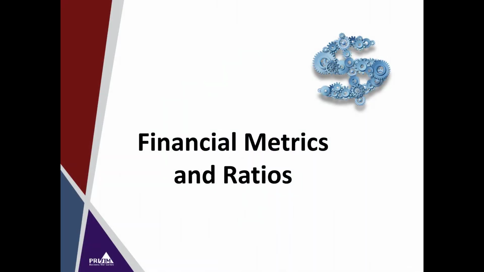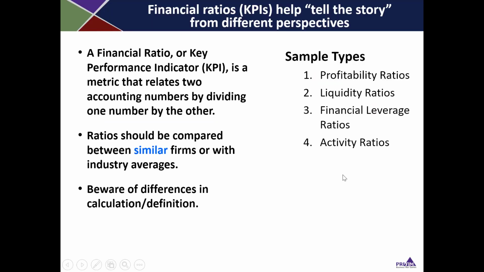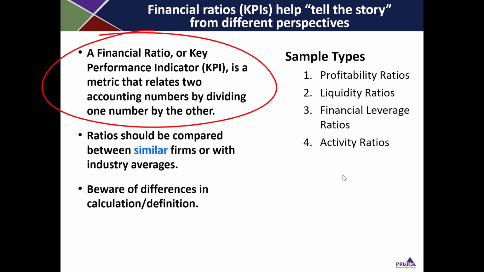In this video, we're going to review some common metrics that manufacturing companies and other types of companies use to gain insights into the effectiveness of their operations and some strengths, weaknesses, and improvement opportunities in their performance. So a financial ratio, or key performance indicator, KPI, relates two financial numbers to each other.